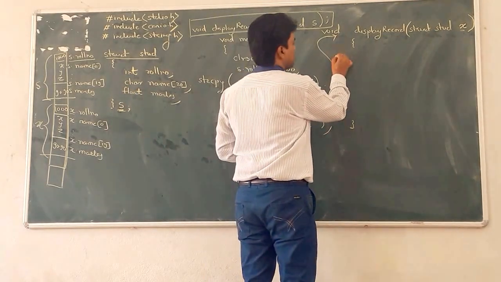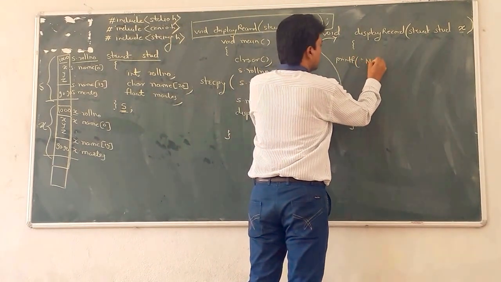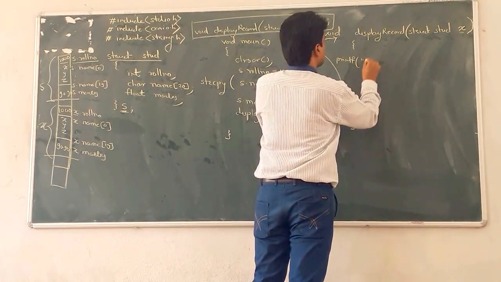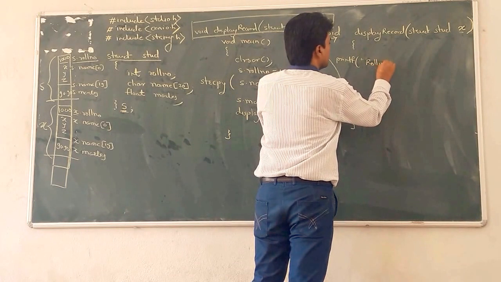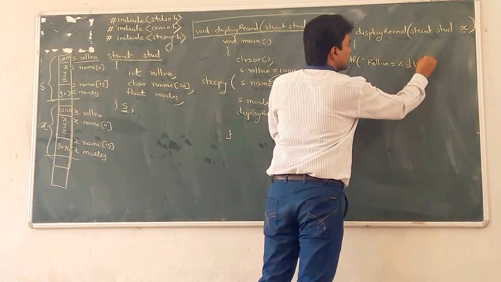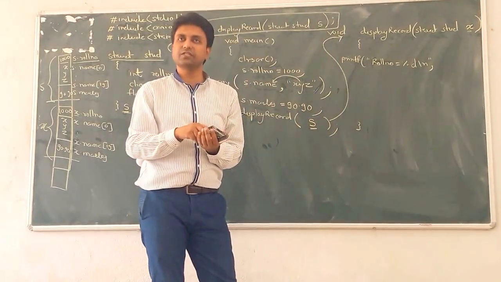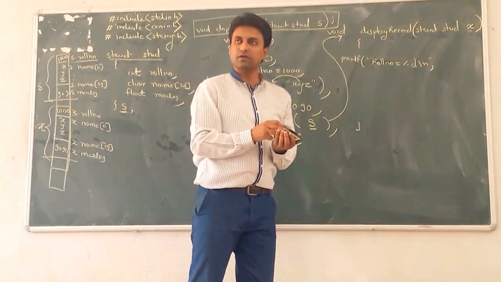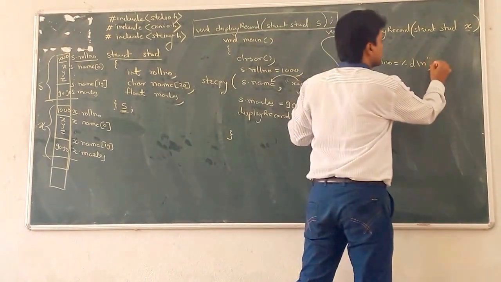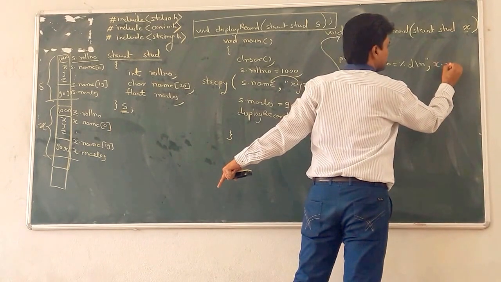Clear? So, display. First, printf. First is the roll number. Suppose roll number is equal to percentage d slash n, double quotes complete, comma. Now, how to access the data members of a structure? By using x dot roll number.